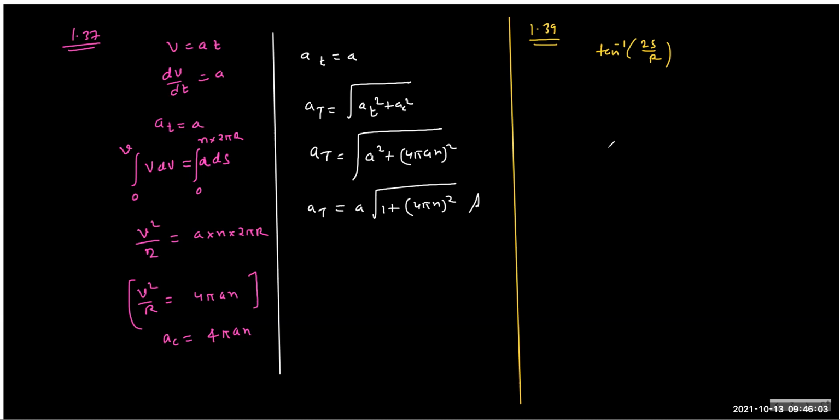So you have to draw the circle and then draw the AC and AT directions. Then the total acceleration will make some angle. Then take the ratio. So tan alpha is always AC by AT, and then substitute the values accordingly. We get the answer. They asked for the angle between the velocity and the acceleration. The velocity is always parallel to the tangent, isn't it? Yes. So you can do the same thing.